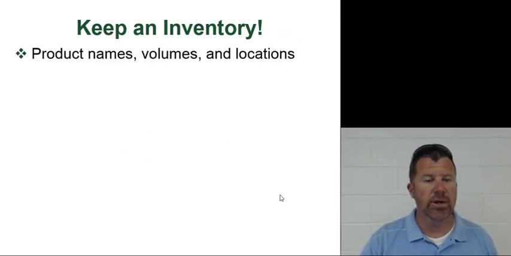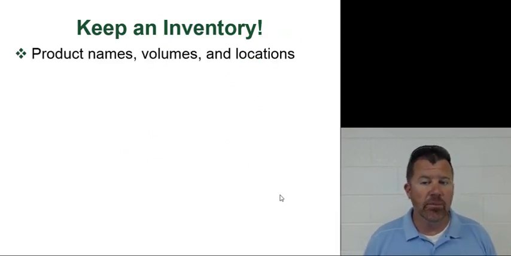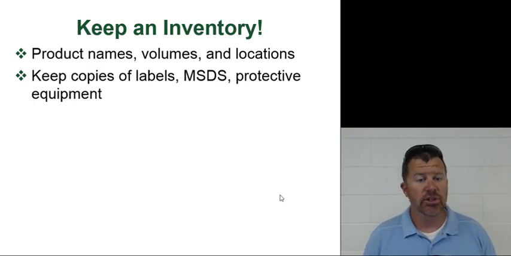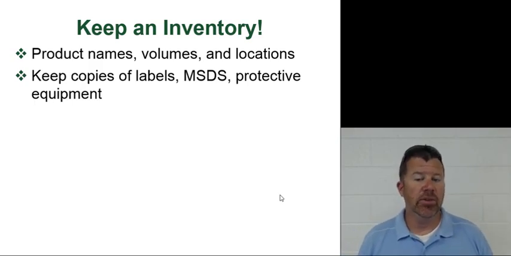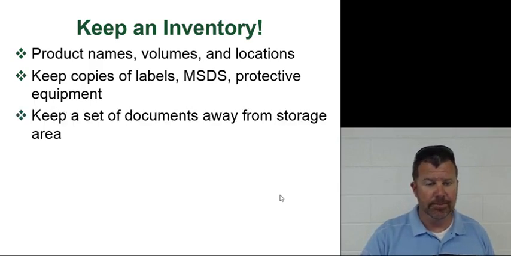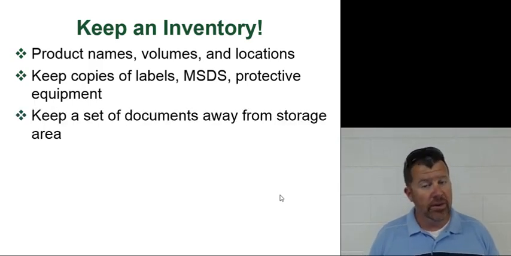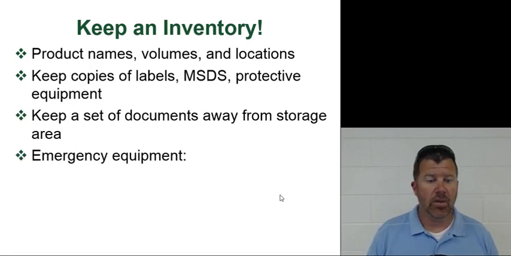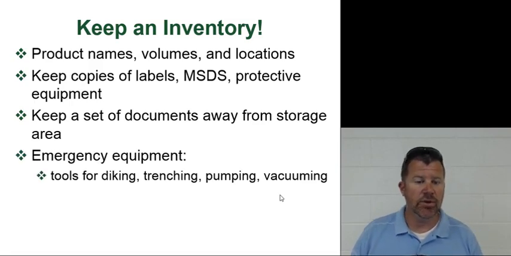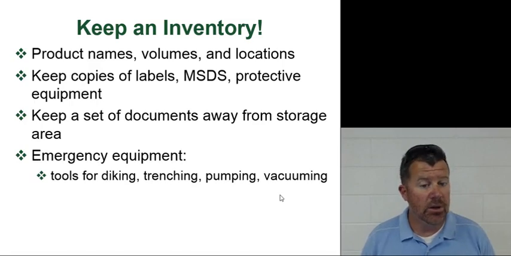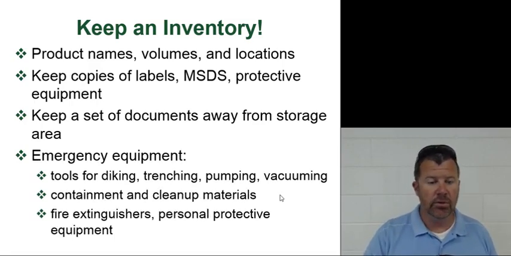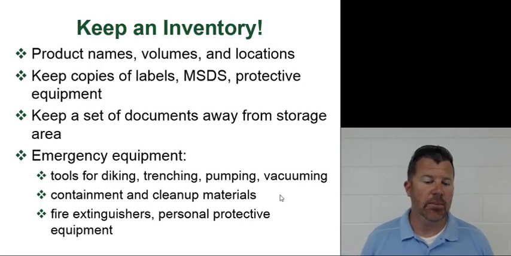But keep an inventory as well: product names, volumes, and locations of where they're at. They all should be in your pesticide storage shed. But keep copies of the labels, MSDS, and protective equipment. Keep a set of documents away from the storage area, preferably in your office. Then emergency equipment: tools for diking, trenching, pumping, and vacuuming in case of a spill. Containment and cleanup materials. And then fire extinguishers and PPE.